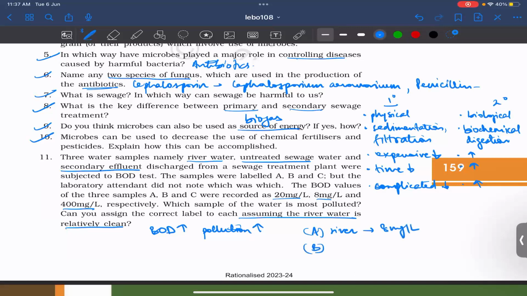Now B, untreated sewage. Untreated sewage is the most dirty, most polluted of it. So it will be 400 mg per liter. And then C, it is secondary effluent. It will be 20 milligram per liter.